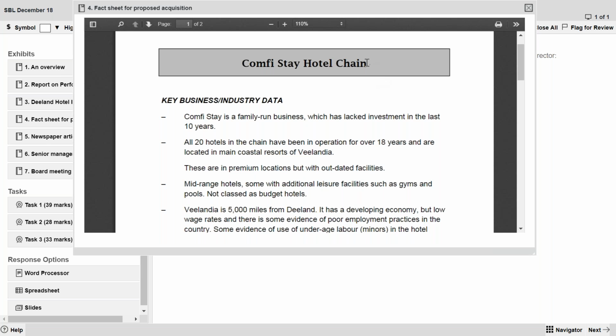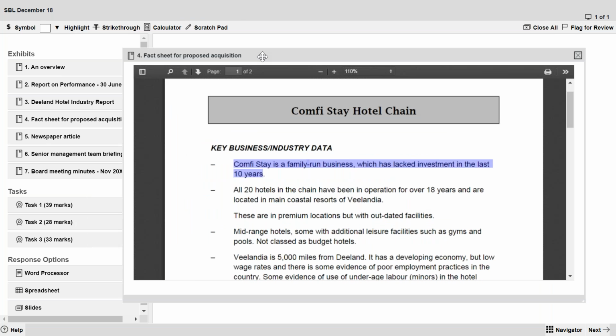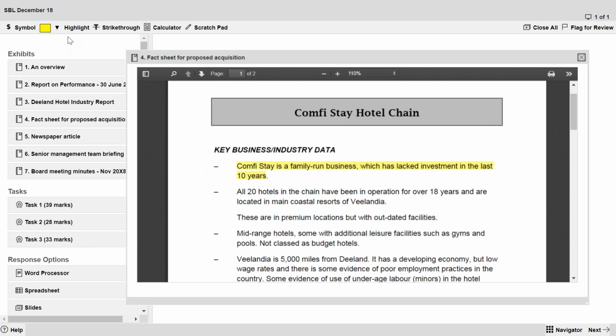Comfy Stay Hotel Chain. Key business / industry data. Comfy Stay is a family-run business which has lacked investment in last 10 years. Interesting. Let's highlight. All 20 hotels in the chain have been in operation for last 18 years. Okay, let me highlight. These are in premium locations but with outdated facilities.